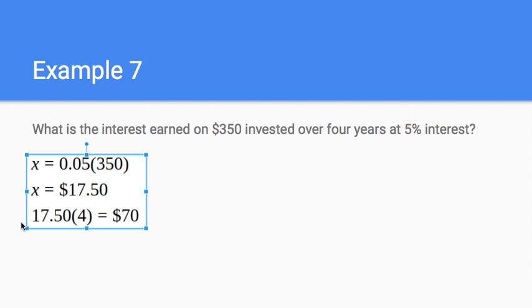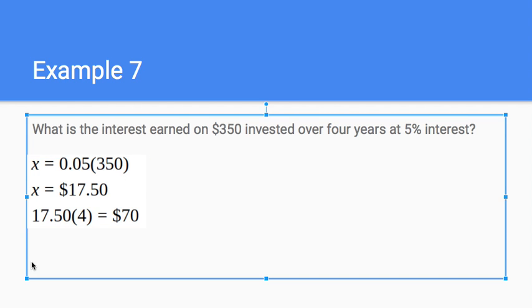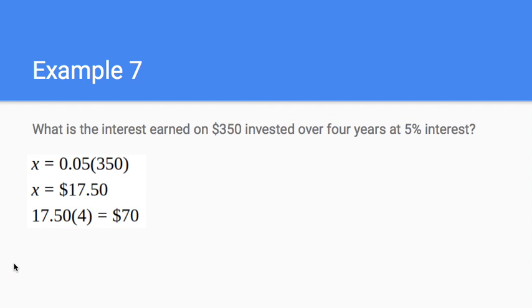Now this is simple interest. Technically, every year you're adding that extra $17.50 on, and so every year the base amount that you're basing it off of is increasing. We're not going to be messing with that. We're just going to look at simple interest. So they earn $17.50 every year. Multiply that by 4 years, earn a total of $70.